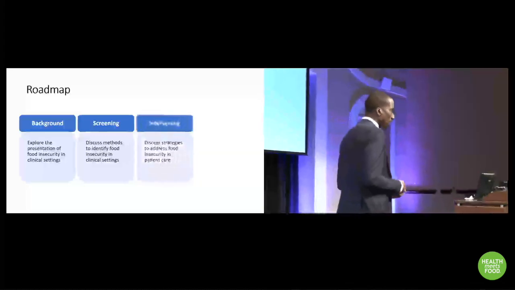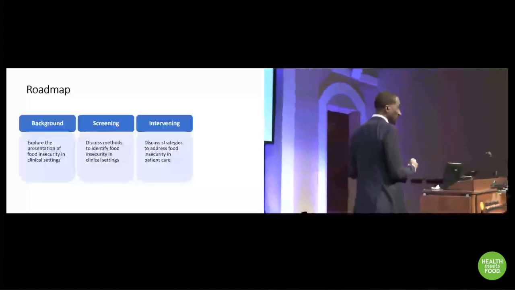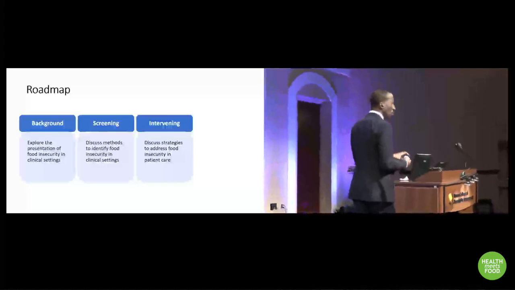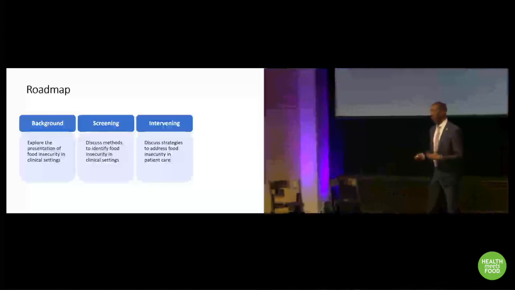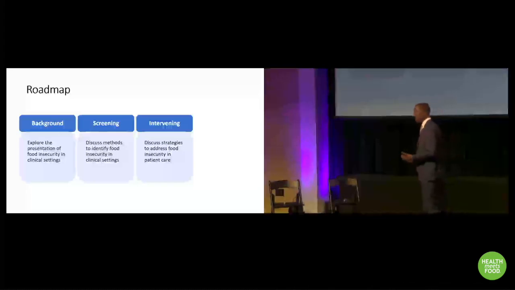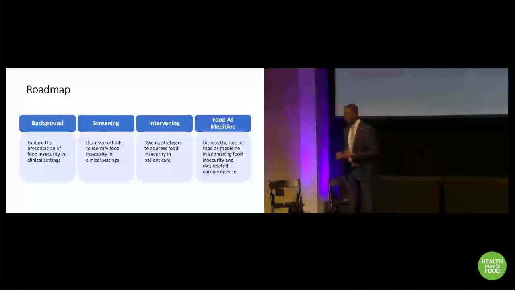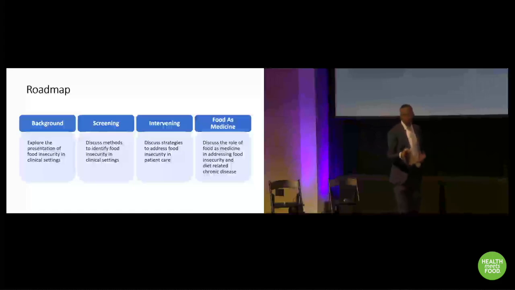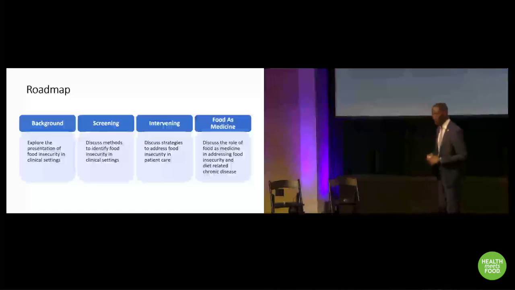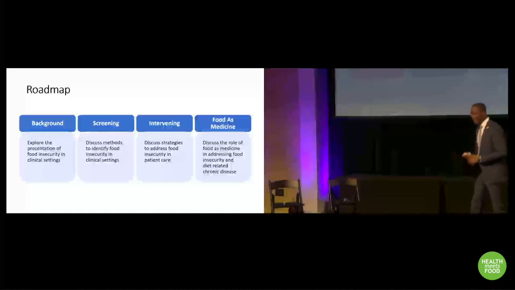And then we'll talk about intervening. How do you address food insecurity? You never want to screen unless you're going to intervene. So we're going to talk about ways in which we can address food insecurity. And lastly, we'll talk a little bit about food as medicine as an approach to addressing food insecurity. You'll hear two different ways of saying that. Food is medicine, food as medicine. I don't really fall in either camp. I probably just picked as because it was the first one to come to my mind today. So let's go ahead and dive in.